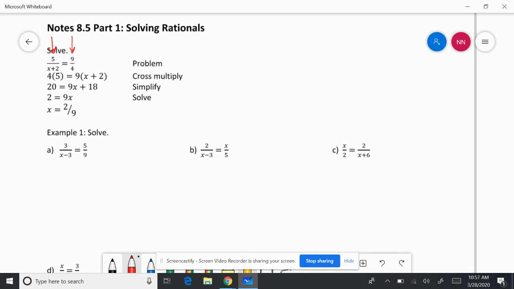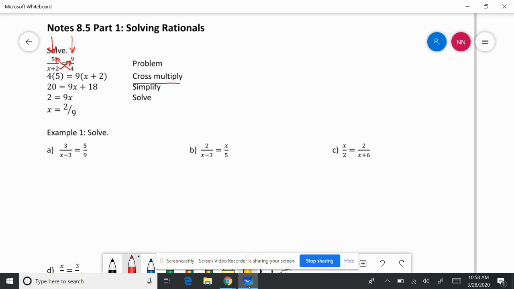With two terms, it's really easy because how we solve it is we cross multiply. That's always going to be our first step. Cross multiplying means we take the denominator in the one and multiply it by the numerator in the other. Take the denominator in the one, multiply it by the numerator in the other.